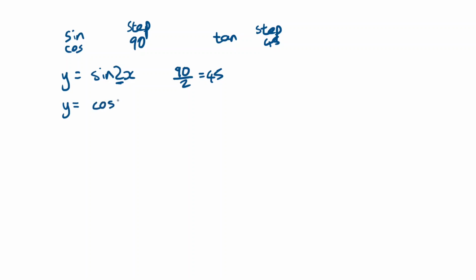So it's cos 3x. What's the best step? It should normally be 90. I'm going to divide it by the coefficient of x. So the best step in this case would be 30. One more.